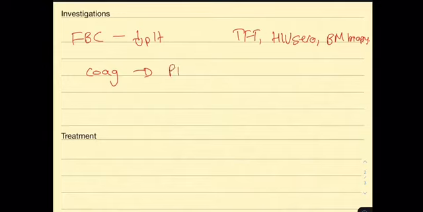Now, the PT and the APTT, as part of the coagulation screen, would both be normal. And the reason for this is that immune thrombocytopenia purpura is a pathology of primary hemostasis rather than secondary hemostasis, and thus the coagulation cascade remains intact, hence why the PT and the APTT are both normal.